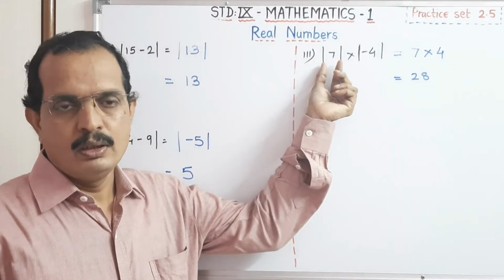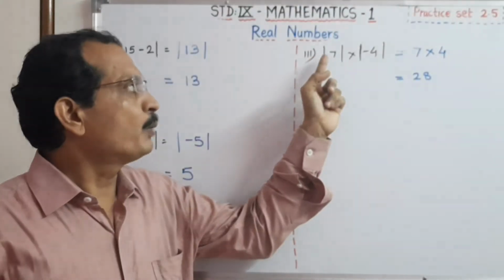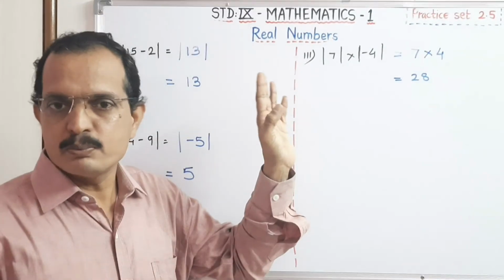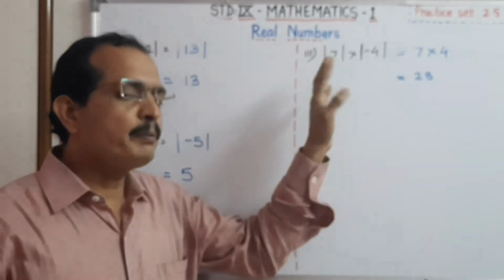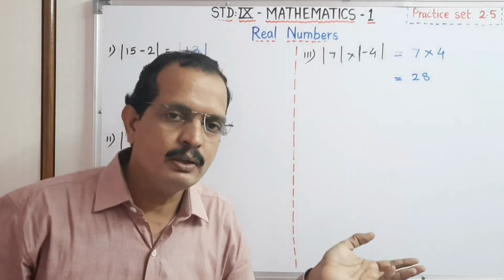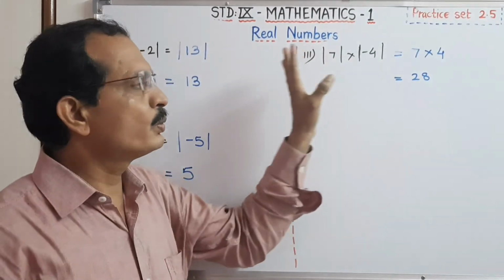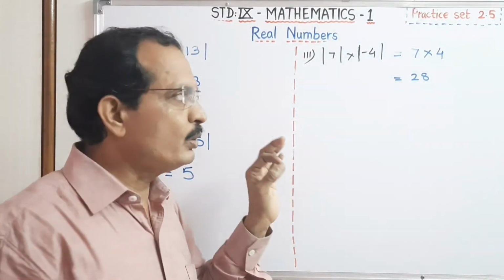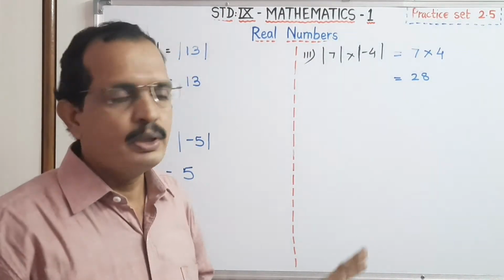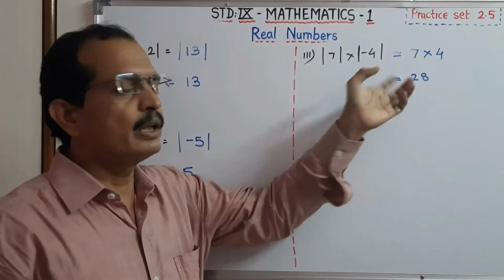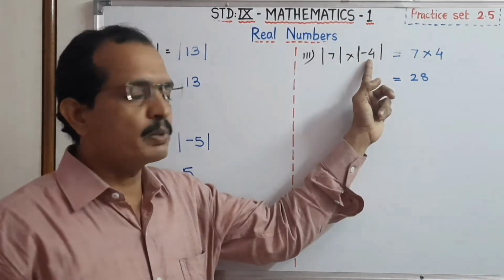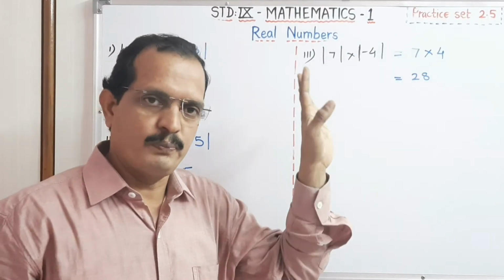Modulus of 7. Find out the opposite value of that. It is minus 7. And between 7 and minus 7, which one is the greater one? 7. Therefore, the absolute value of 7 is 7. Or you just have to remember that the absolute value of any number is positive. If it is minus 4, then also it is positive. If it is plus 4, then it is also 4.